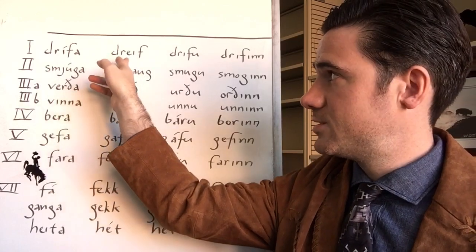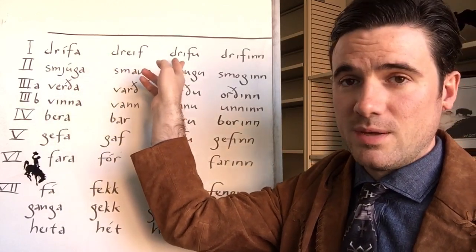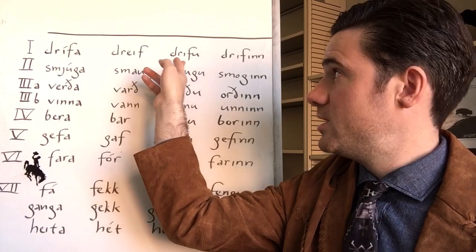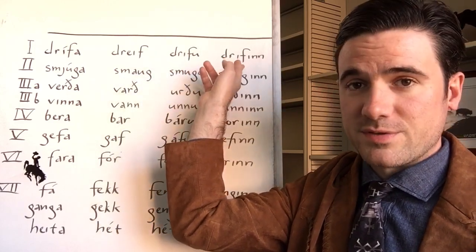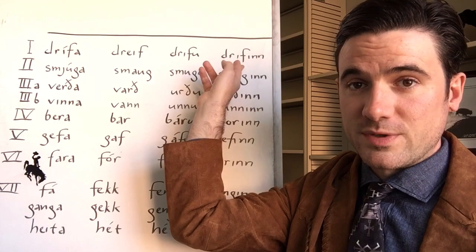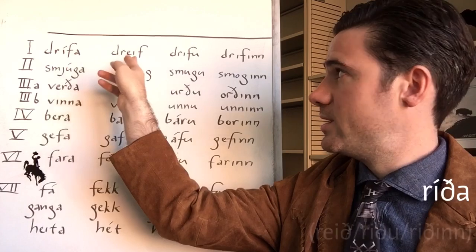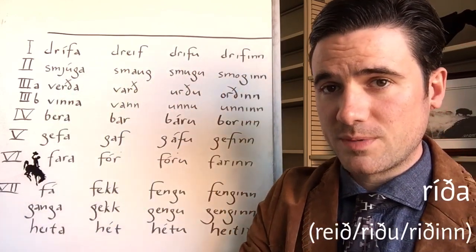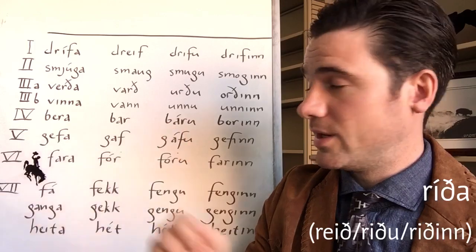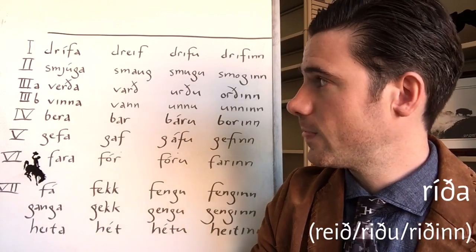So the past third will have ei, so drev, he drove. The past plural will have a short i, so drivu, they drove. And then the past participle will have a short i too, driven, just like English, right? So same thing with rida, to ride. Rida, reid, ridu, ridden. So a verb that has a long i in the root and is a strong verb is diagnostically a class 1.